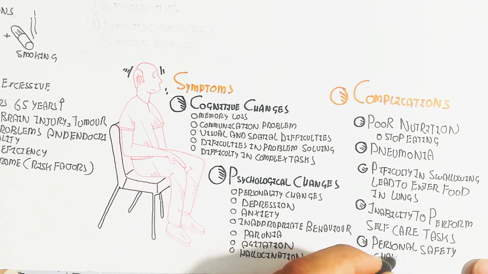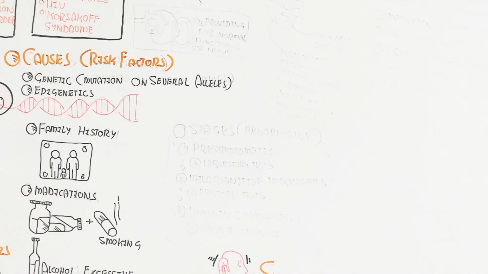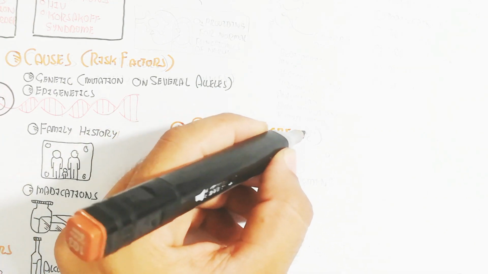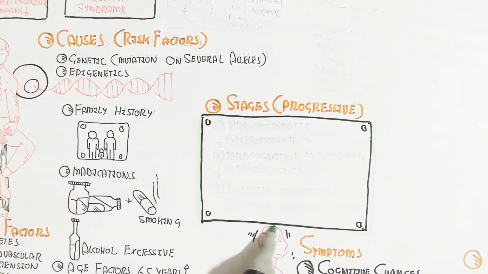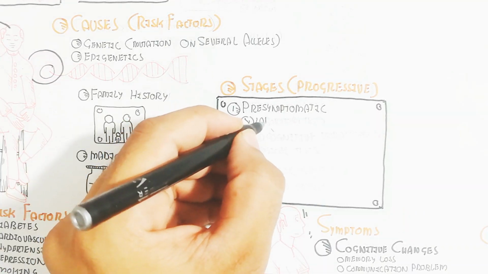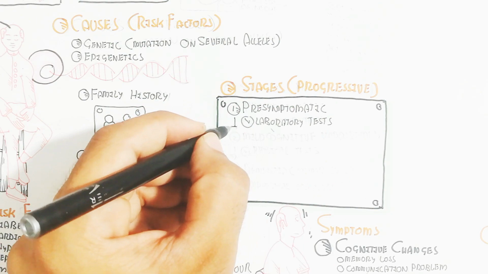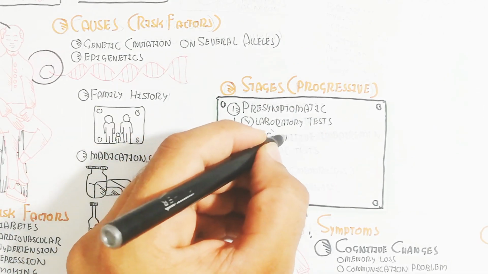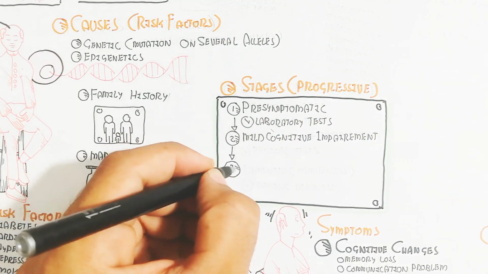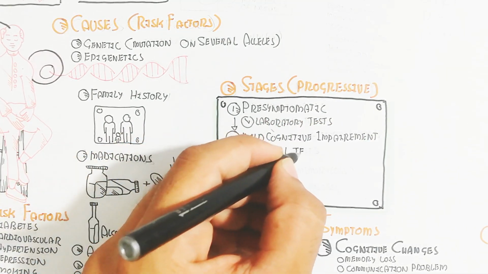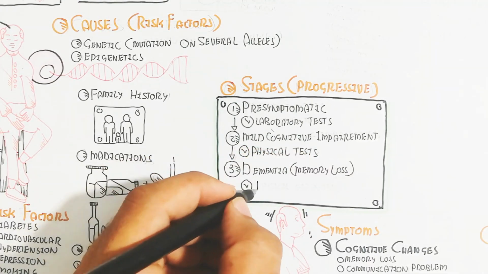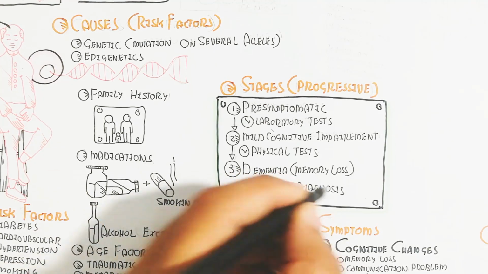In this way, dementia is important, and vascular dementia is the more common type to understand. Vascular dementia is due to many causes. First, we will understand the stages of progression. Number one stage is pre-symptomatic, where laboratory tests can identify it. Mild cognitive impairment is number two, where physical tests are used. And dementia, with memory loss, leads to physical diagnosis.